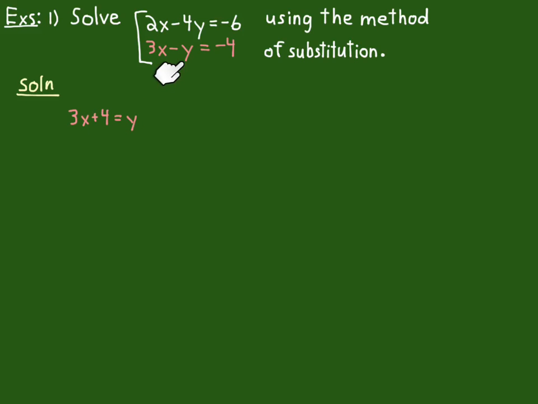So I solve the second equation for y, then plug that value in for y in the first equation. Don't plug it back into itself. Plug it into the first equation, and that will eliminate the y.